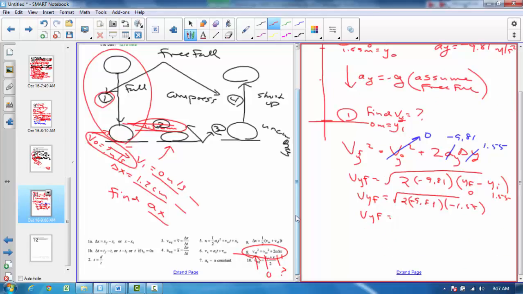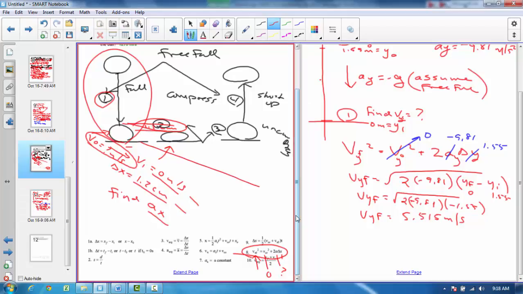When we work this out, that gives the final velocity of the ball just as it's reaching the ground. Two times 9.81 times 1.55. So we're at 5.515 meters per second. All right, and now we're right there.